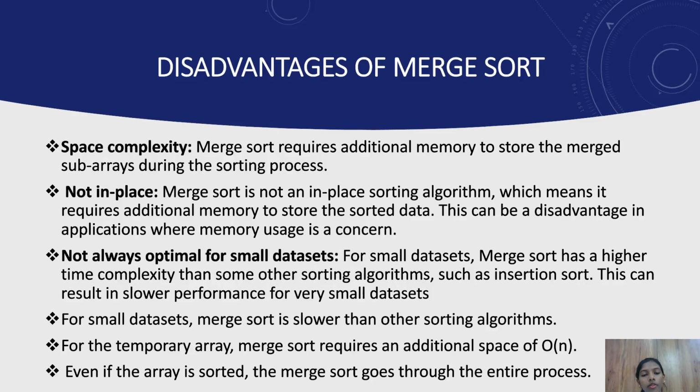Not always optimal for small data sets. For small data sets, merge sort has a higher time complexity than some other sorting algorithms, such as insertion sort. This can result in slower performance for very small data sets. For smaller data sets, merge sort is slower than other sorting algorithms. For the temporary array, merge sort requires an additional space of omega n. Even if the array is sorted, the merge sort goes through the entire process. So these are the disadvantages which we face during merge sort.